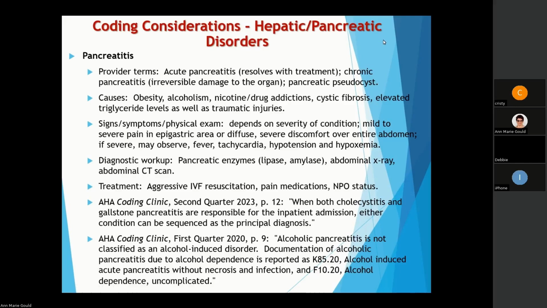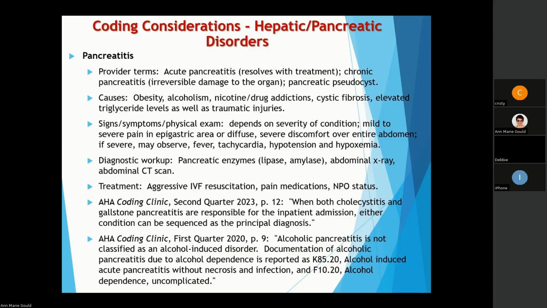Pancreatitis. Doctors say acute pancreatitis, and usually that resolves with treatment. Patients may have chronic pancreatitis, where there's irreversible damage to the pancreas itself. Or you may even see a pancreatic pseudocyst. If they have a cyst of the pancreas, that's a CC capture for us, which is nice. They added that in, I think, last year or the year before.